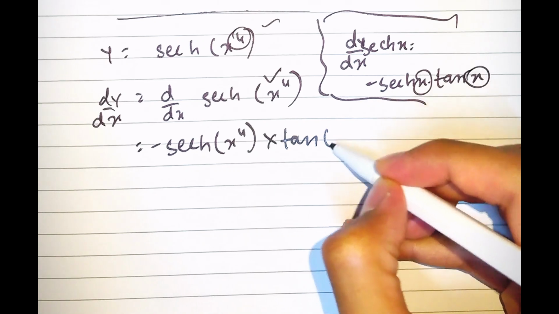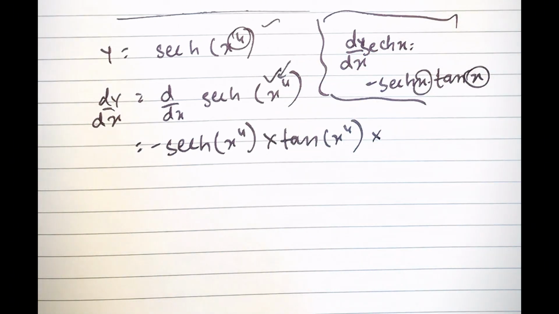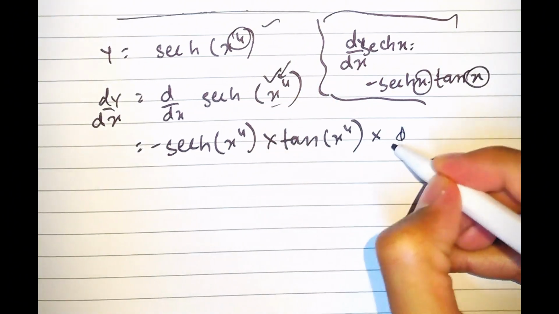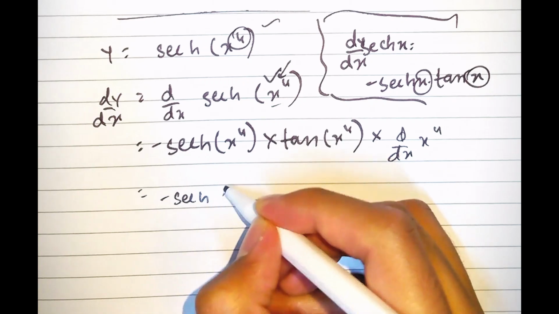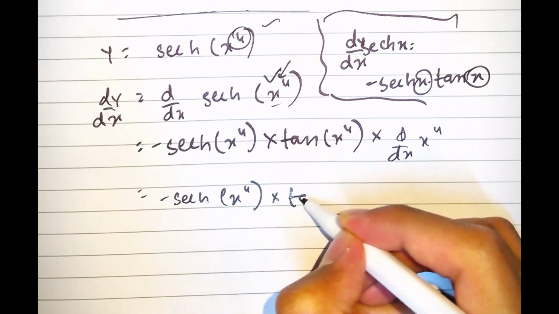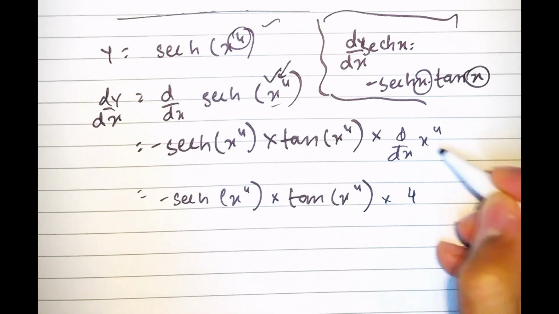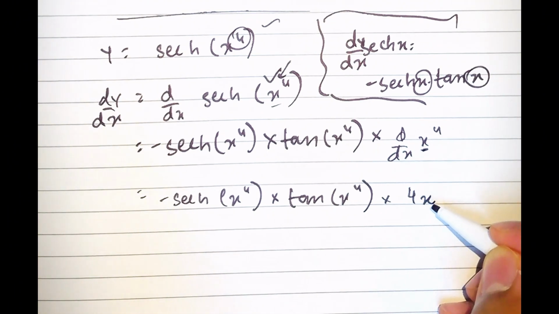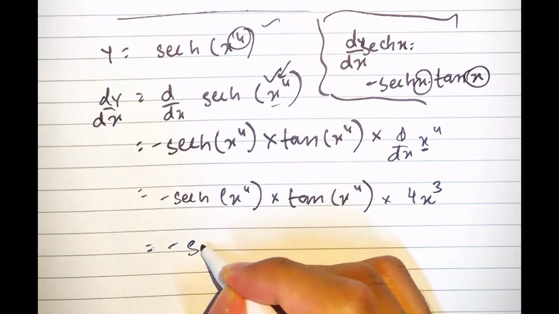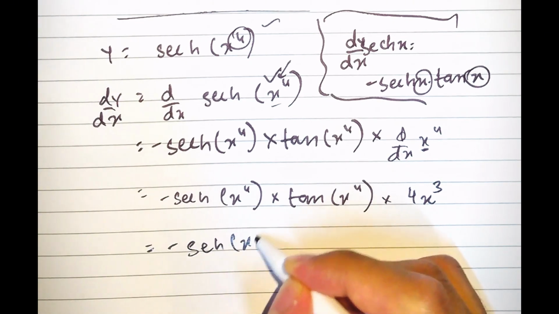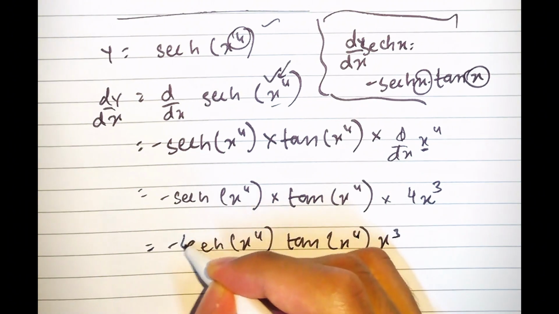So tangent x4, and again the derivative of the function. What is the function? It is the thing present inside the bracket, that is x4. So the derivative of x4. Okay, so we have negative secant hyperbolic x4 multiplied by tangent x4. Now what would be the derivative of x power 4? The power will be separated, then the function as it is, then the power minus 1. What is the power? 4 minus 1 is cube. So we have negative secant hyperbolic x power 4 tangent x power 4 x cube. The 4 would be written as a constant.